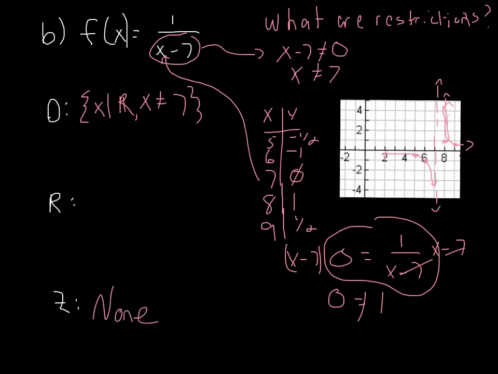Now you should be able to finally tell me the range. All f of x's, all y's. This function goes up forever, and it goes down forever. But what y value does it never hit? Well, since it never has a 0, it never crosses the x-axis. So we're going to say it's all real numbers except f of x equals 0. Just like the domain had a restriction, the range has a restriction. It can never be 0.